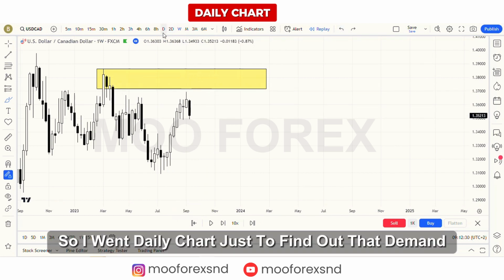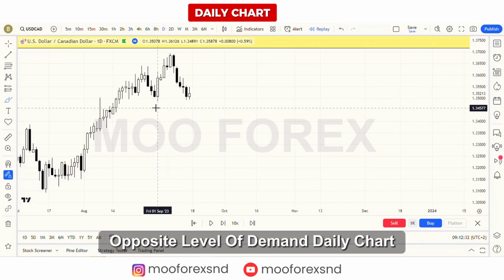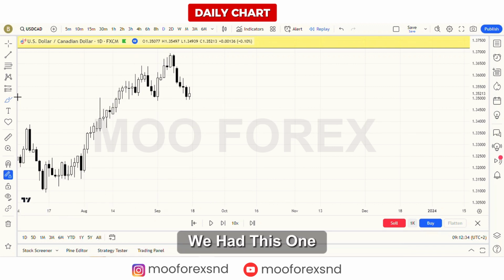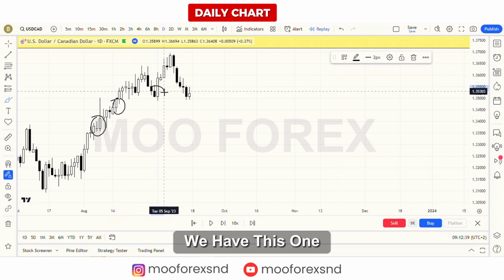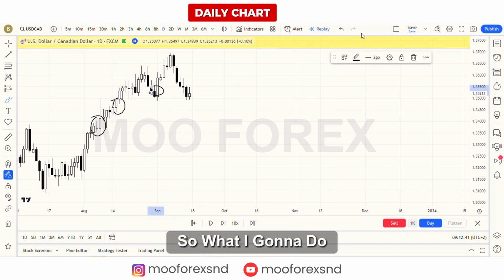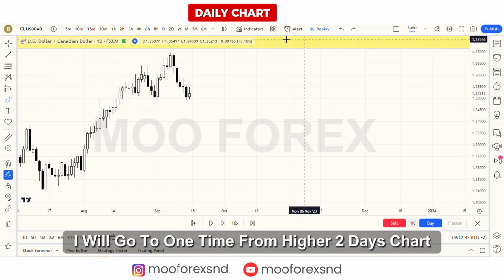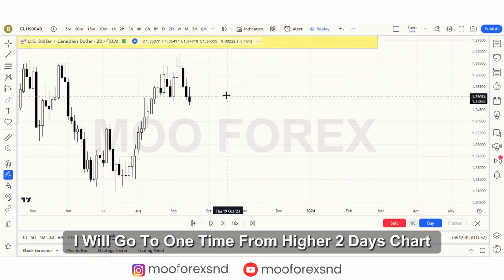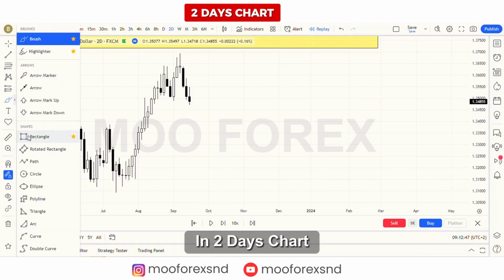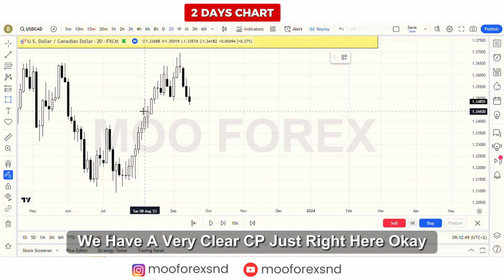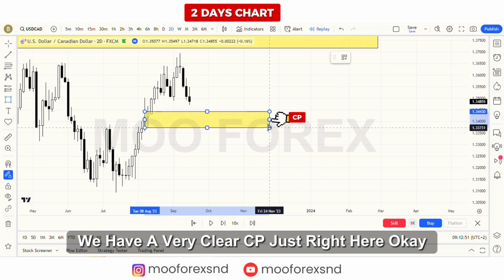So I went to the daily chart just to find an opposite-level demand. In the daily chart, we had this one, this one, this one, nothing clear. So what I'm going to do is go one time frame higher, to the 2-day chart. In the 2-day chart, we have a very clear CP just right here.